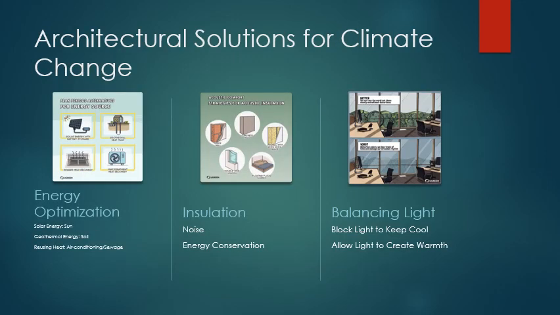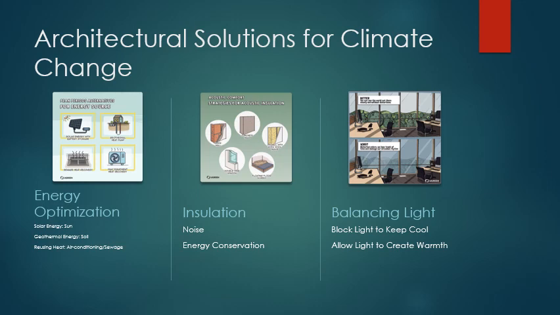There are many solutions that architecture looks for to eliminate climatic problems, like energy optimization, insulation, and balancing light. Energy can be optimized by using solar energy with a battery, by getting energy from within the soil, and by reusing the energy from the HVAC or the sewage. For example, energy from wastewater is used to heat up clean water. The goal is not to waste energy but to reuse it.